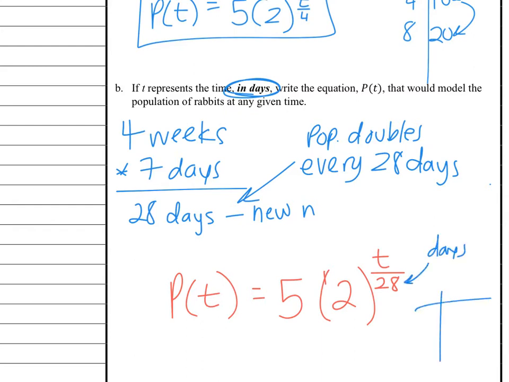And again, if you want to see this in terms of a table, you would have 0 days, 28 days, then 56 days. Every 28 days, it's doubling starting at 5. So double goes to 10, double it goes to 20. So same exact table we had above, but this is in days. All right, so that was part A. We're going to flip over and watch part B now.